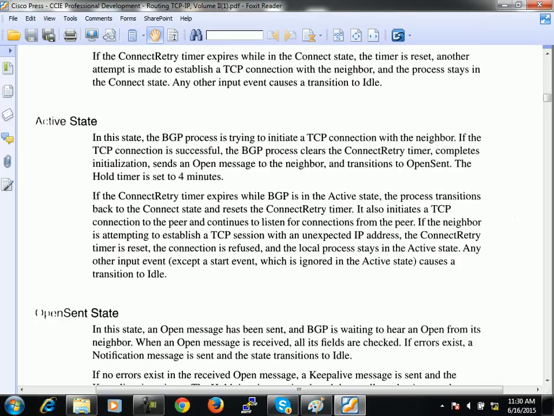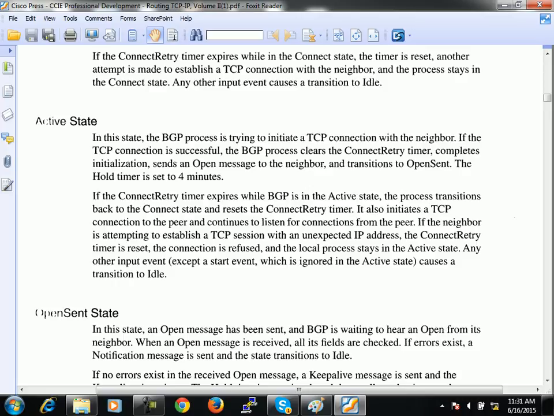Right? Active state. In this state, the BGP process is trying to initiate a TCP connection with the neighbor. If the TCP connection is successful, the BGP process clears the connect retry timer, completes initialization, sends an open message to the neighbor, and transitions to open sent. The hold down timer is set to 4 minutes over here. In open sent state, your hold down timer will be set to 4 minutes. This is for this situation only. It does not mean that the BGP hold down timer is 4 minutes, because the BGP hold down timer is by default 3 minutes, 180 seconds.